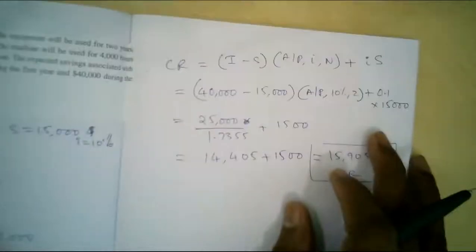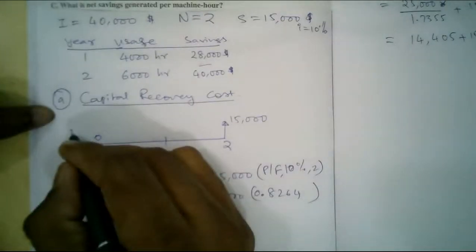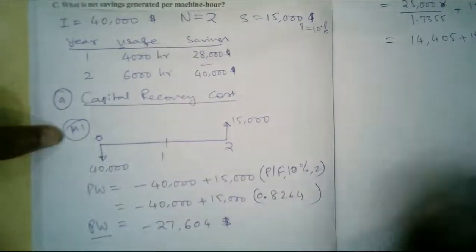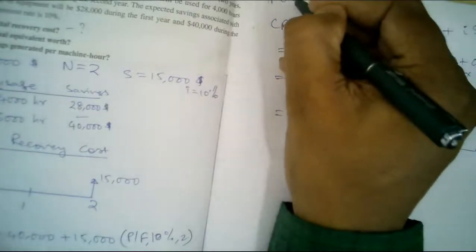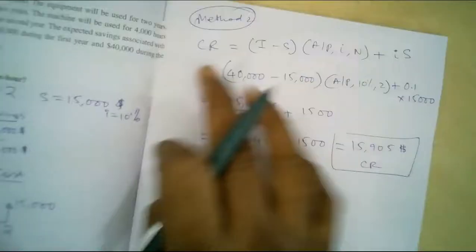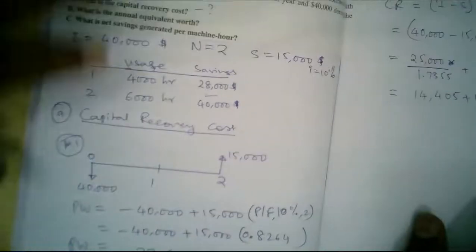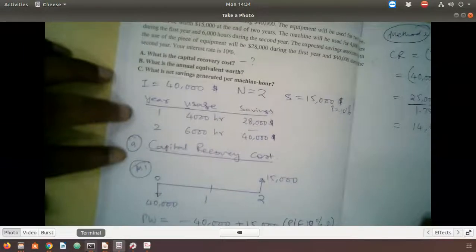So the two procedures are there. This is your method one for calculating this, and this is your method two. If you can remember this formula, use it. Otherwise, you can simply make this part. Now let us come to the second part of the question.